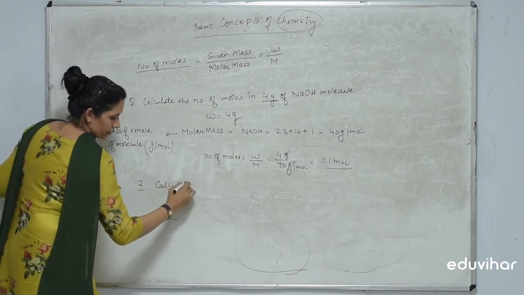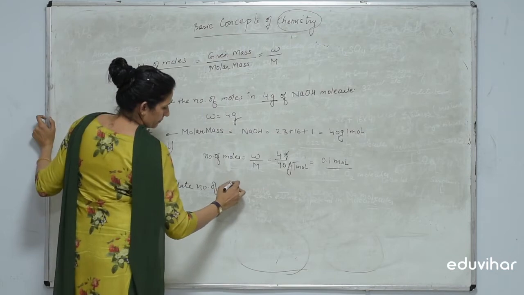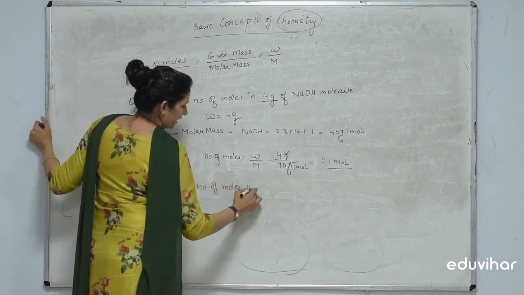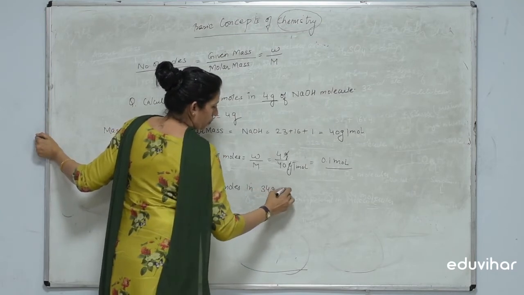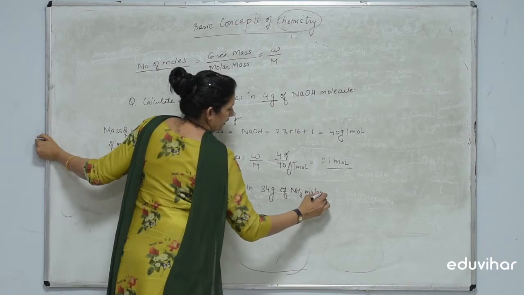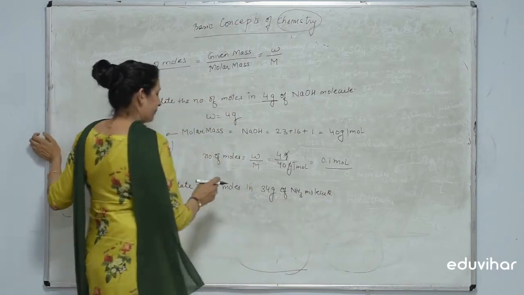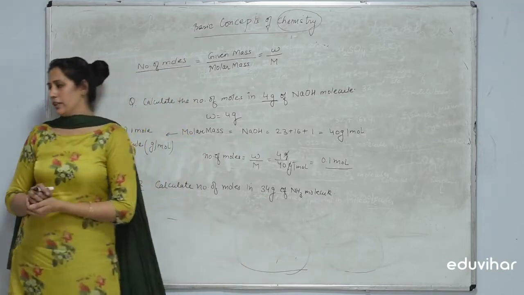Calculate the number of moles in 34 gram of ammonia molecule. Calculate the number of moles in 34 gram of ammonia molecule. Try to calculate.